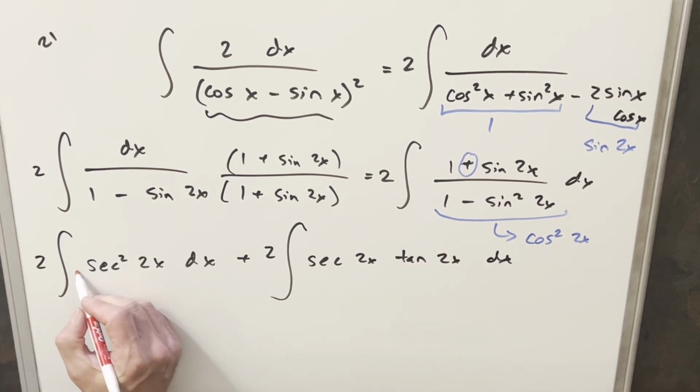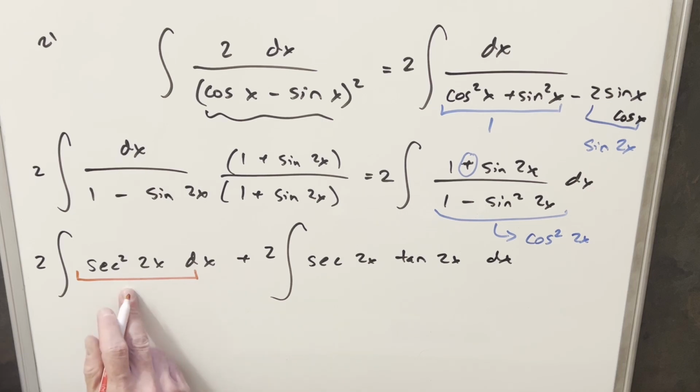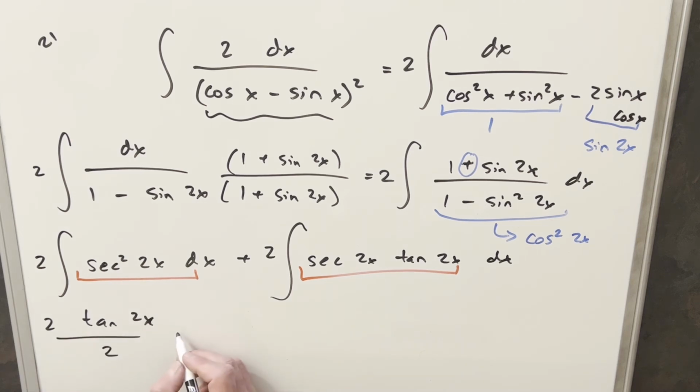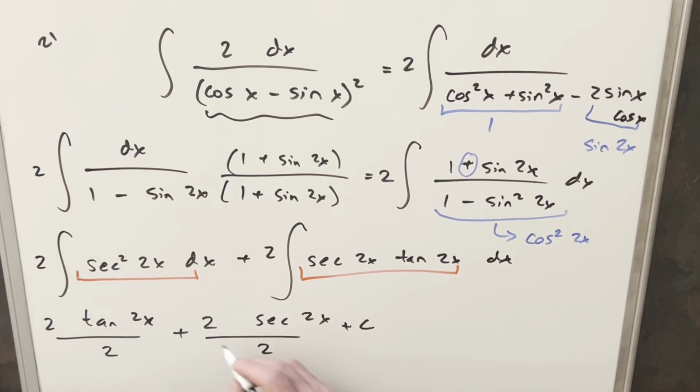But now at this point, we've got two really easy integrals, right? We've got secant squared and secant times tan, and we know how to do these. So for this first one, this is going to give me tan of 2x, but we need to consider this 2 coefficient and divide by 2 here. And then for this one, the integral of secant times tangent is just going to give me secant of 2x. But again, we have the 2 coefficients, so we divide by 2. We'll put a plus c on the end. We'll cancel these 2's. And so we have a solution tan of 2x plus secant 2x plus c.